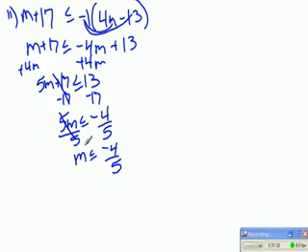And I need to check my answer, so I need it to be less than or equal to negative 4/5. So I will choose to use negative 1. Oh, sorry, forgot to put it in set builder notation. Make sure you do that.